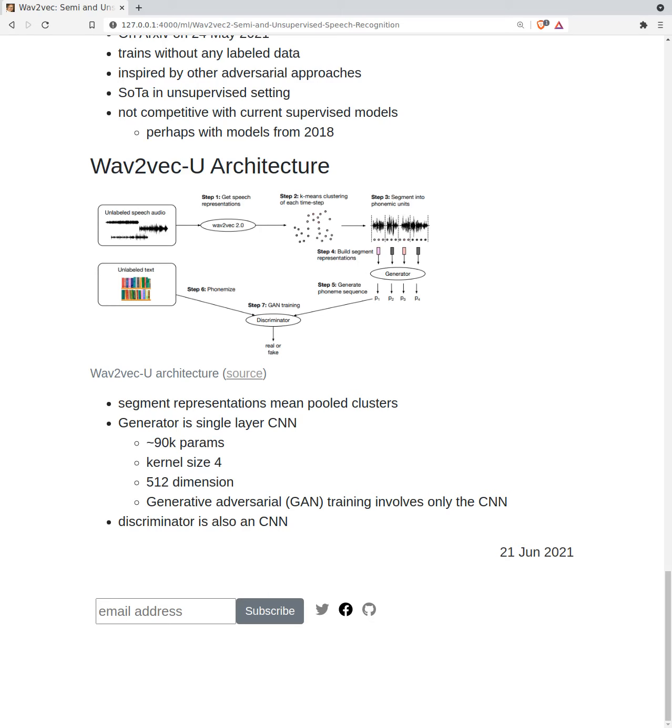Right, just quickly, other details. The discriminator is also a convolutional neural net. So this is a very cool architecture. I haven't read too much about that, but it sounds very cool.